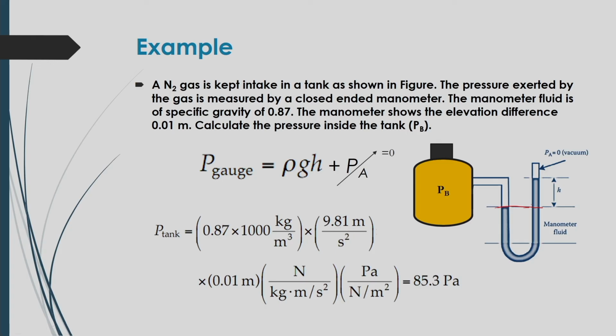Okay, because here H is given to you, and also the specific gravity is given, and also the gravitational acceleration is there. So, the manometer specific gravity is 0.87. If you multiply this specific gravity with the density of water, you will get the density of the manometric fluid, and then g is there, and height is given as 0.01 meter. So, finally, it will come as 85.3 Pascal.